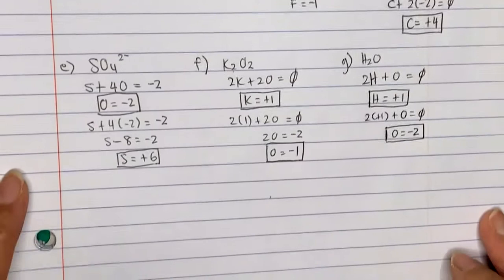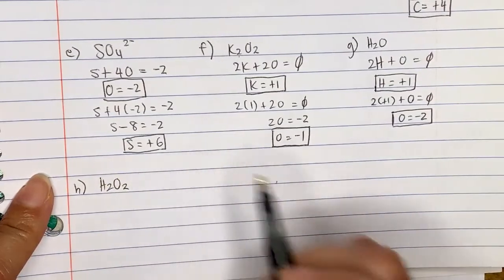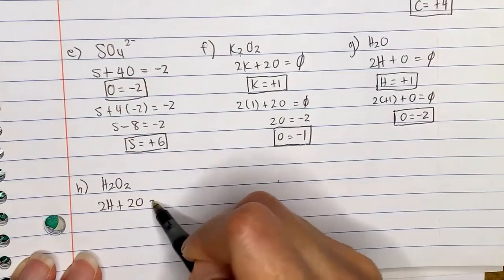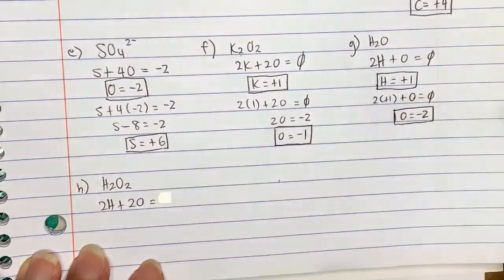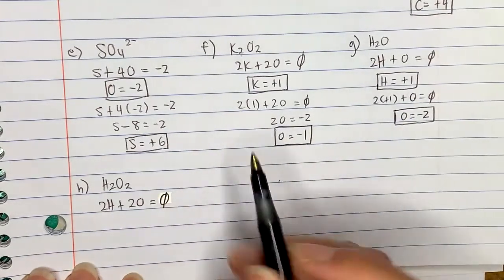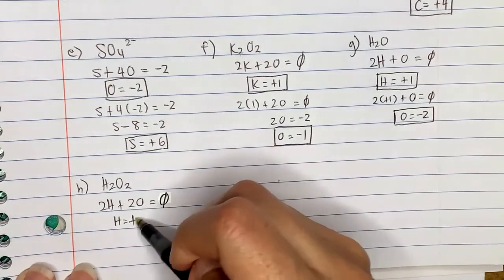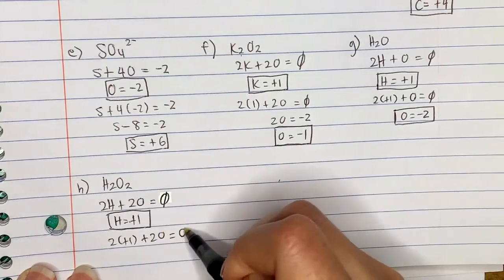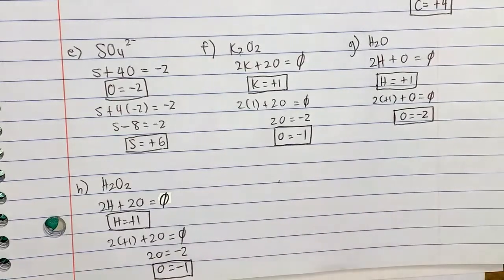Hopefully we're getting the hang of this, okay? So let's do some more. We want to do another one. Well, let's do hydrogen peroxide this time, H2O2. So what do you think H2O2 is going to be? 2 H plus 2 oxygen equals 0. My first priority is hydrogen because it's group 1, group 2, and then F, H. Okay, H is +1. And then 2 times +1 plus 2 oxygen equals 0. 2 oxygen is -2. Each oxygen is -1.